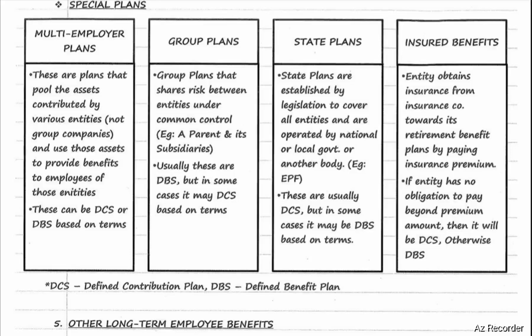Next, insured benefits. An entity obtains insurance from an insurance company towards its retirement benefit plans by paying an insurance premium. If the entity has no obligation to pay beyond the premium amount, then it will be a defined contribution plan. Otherwise, it will be a defined benefit plan.